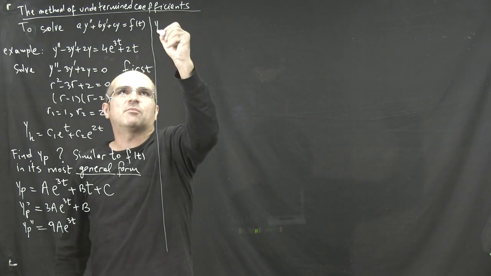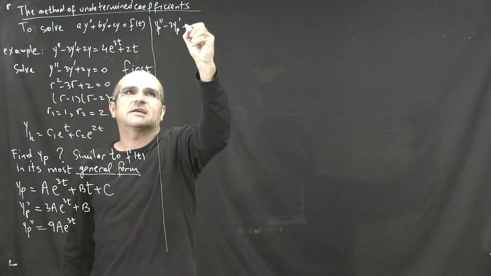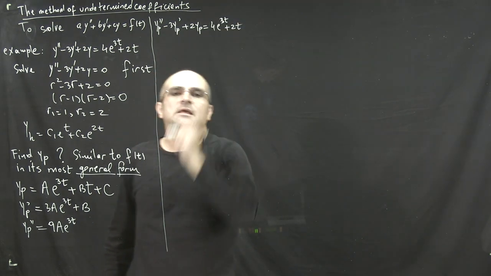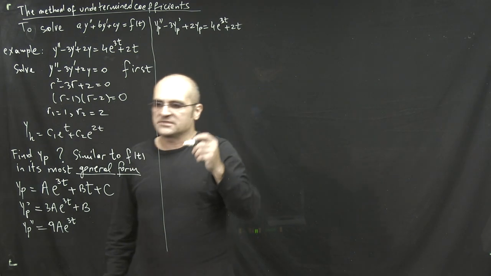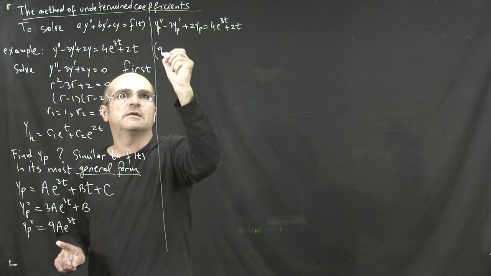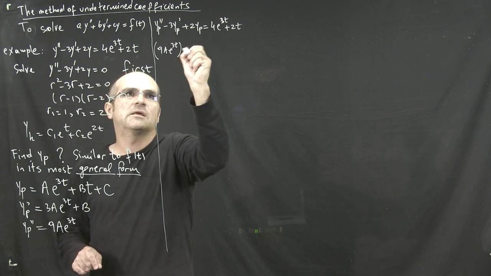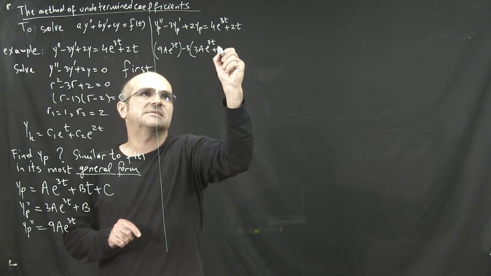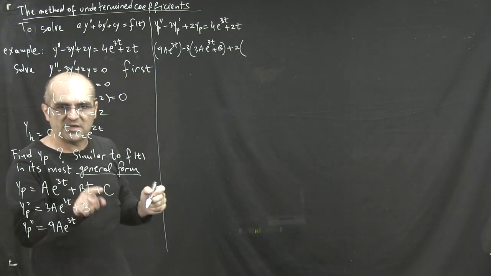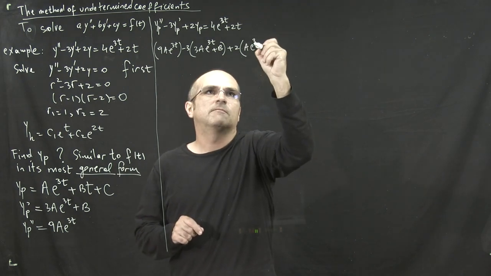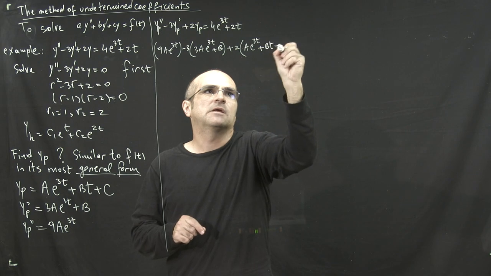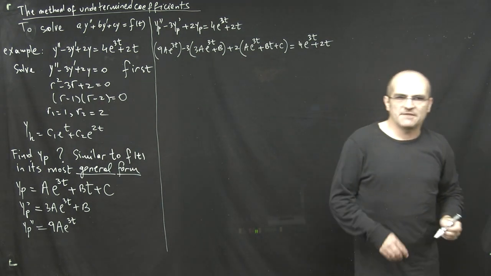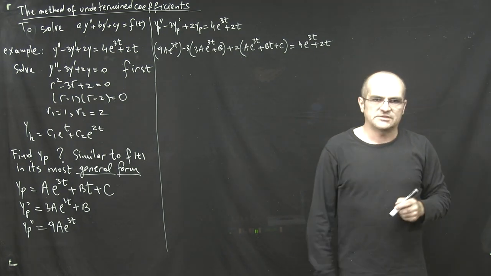So I'm going to plug in yp double prime minus 3yp prime plus 2yp equals 4e to the 3t plus 2t. Carefully plug in and make use of parentheses if necessary. So yp double prime is 9a e to the 3t, minus 3 times yp prime, which is 3a e to the 3t plus b, and then plus 2 times the whole yp, which is a e to the 3t plus bt plus c. And this should match the right-hand side, which in my case is 4e to the 3t plus 2t. The left should be equal to the right, and you do this by matching the coefficients together.